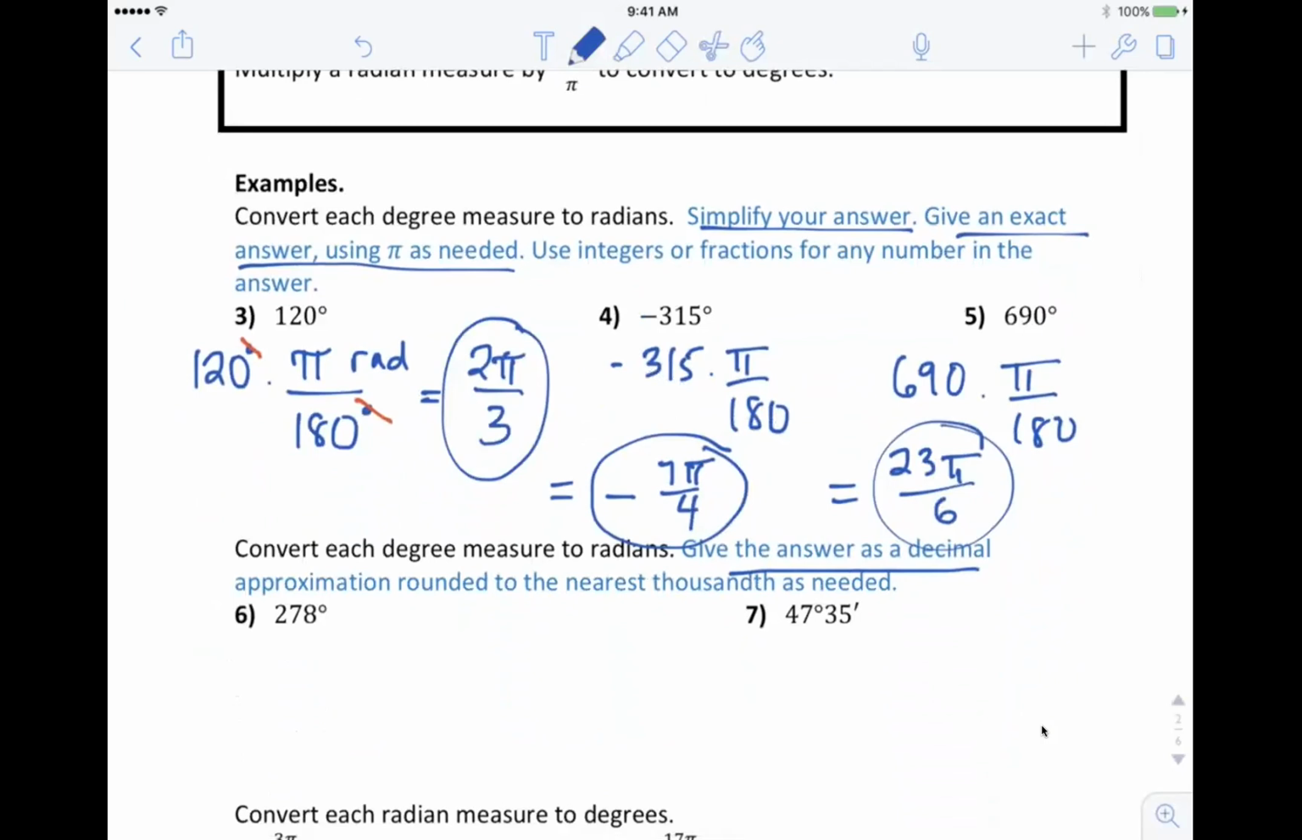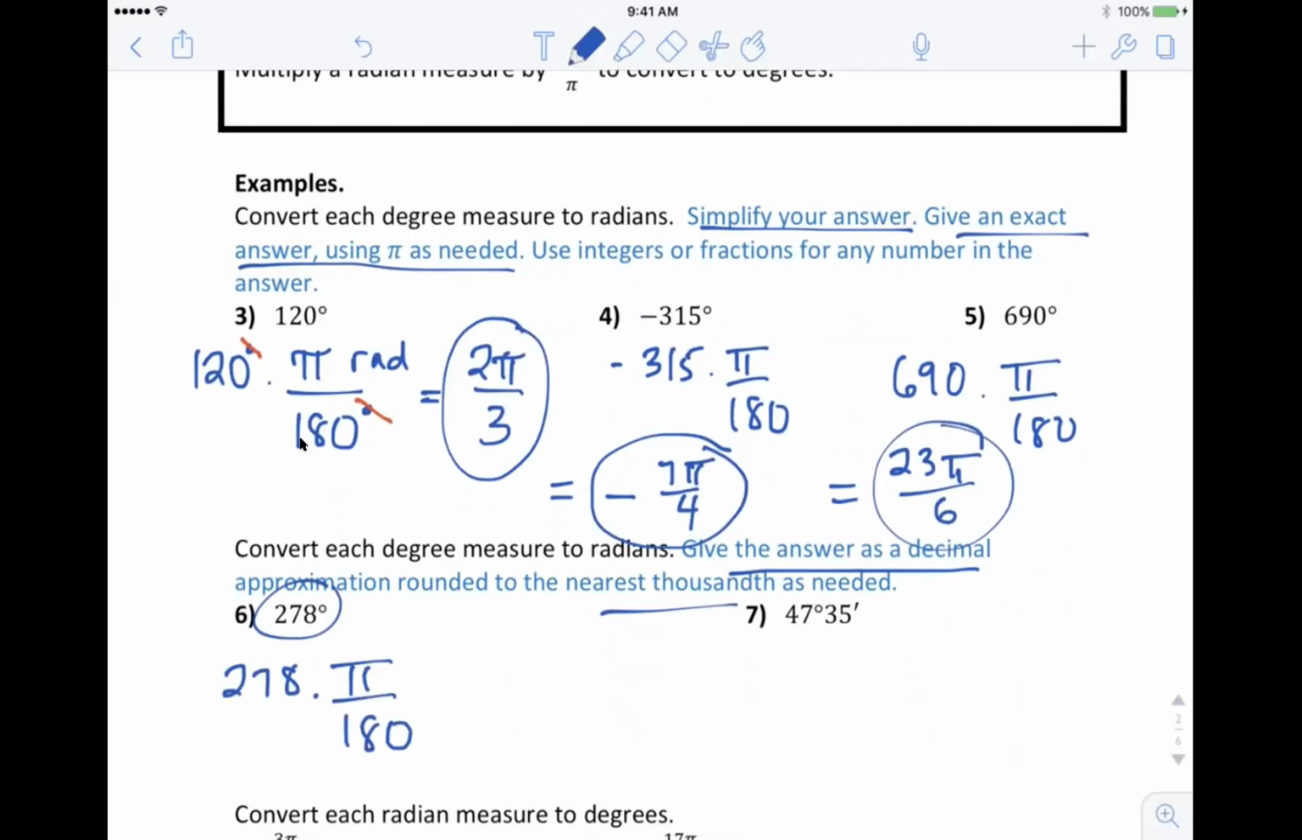Okay, the next examples are the same directions, convert each degree measure to radians. However, notice now it says give the answer as a decimal, approximating to the nearest thousandths. So these aren't so nice, right? Just 278. In this case, I'm still doing the same first step, multiply by pi over 180. However, I want to give an entire decimal answer here. So in your calculator, you're going to use your pi button and get an approximation.